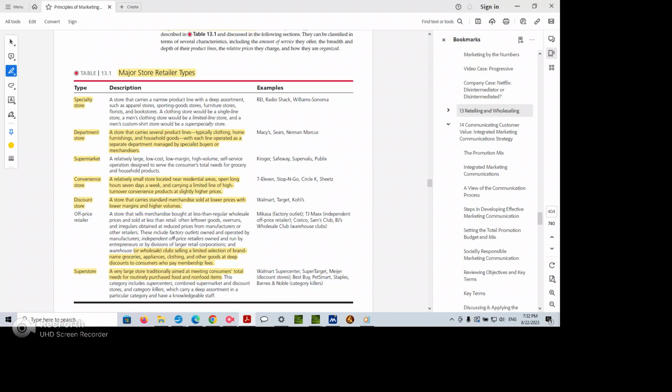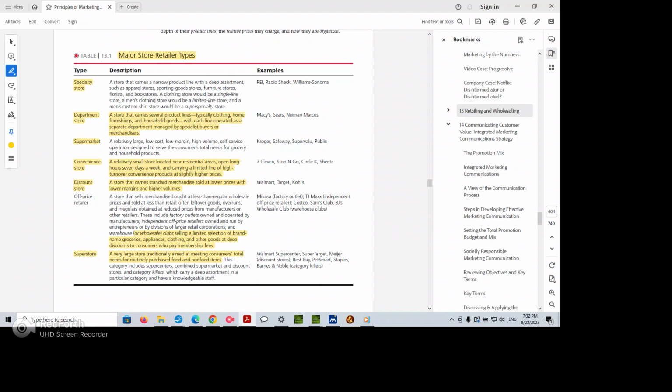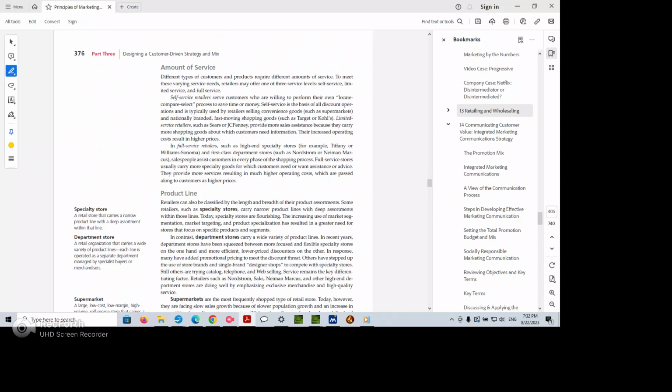So each one of them is going to have their own niche. As in, Barnes and Noble doesn't compete with Walmart because they have different products that they specialize in. Okay. Now, some of those could be considered a specialty store, but more along the lines that it is a superstore. Okay. So whatever they specialize in, they have large amounts of it.